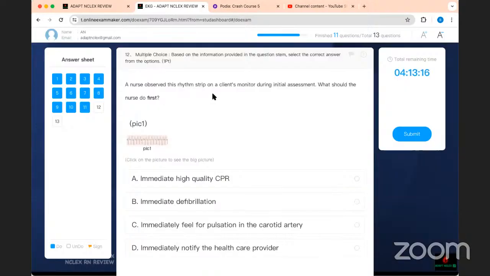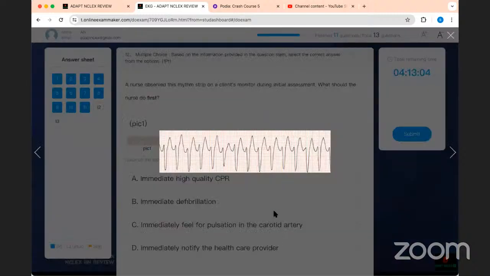And next, observe this rhythm strip on the client monitor during initial assessment. What should the nurse do? So during initial assessment, this is what the nurse saw. What do you see now? Any atrial rhythm? Do you see it there? There's no atrial activity, you don't even see a P wave. So these are all ventricular problems, and it's uniform, a uniform ventricle. So therefore, this is a V-tach. That's all. You see, this is very, very uniform.